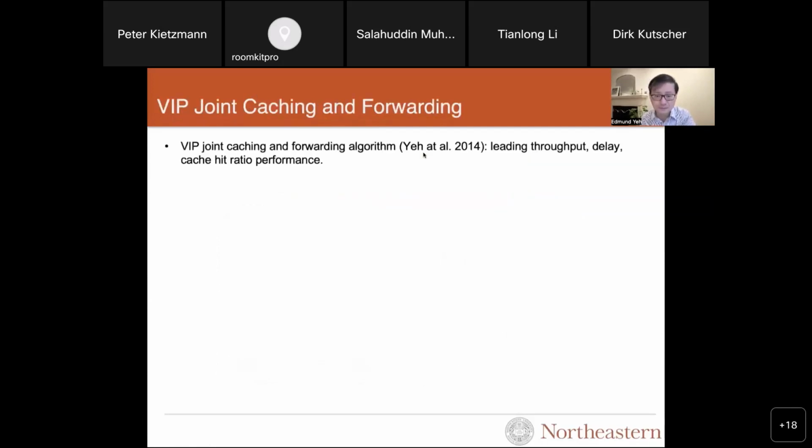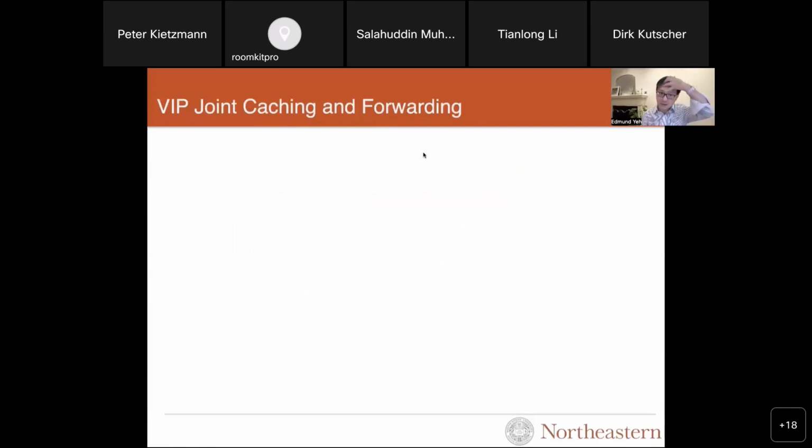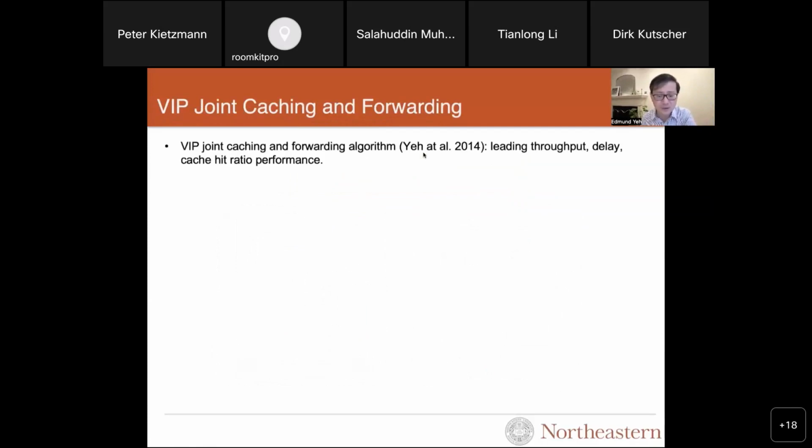All right. The next component of this system has to do with caching and forwarding. Here we're leveraging the VIP joint caching and forwarding algorithm, which was developed by the Northeastern group back in 2014. It was published at the ICN conference in 2014. The reason we do that is, again, for performance reasons. VIP joint caching and forwarding has very good throughput, delay, and cache hit ratio performance. It has some of the leading performance there.